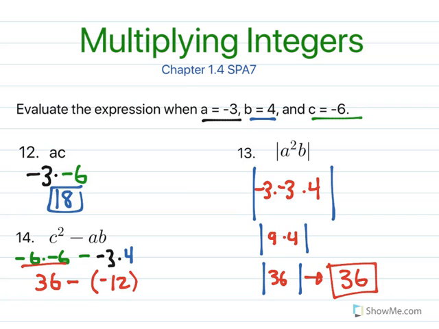And if you remember from our lesson on subtracting integers, I'm going to do leave, change, opposite. So 36, and then change this to addition, and the opposite of negative 12 is positive 12. So 36 plus 12 is 48.